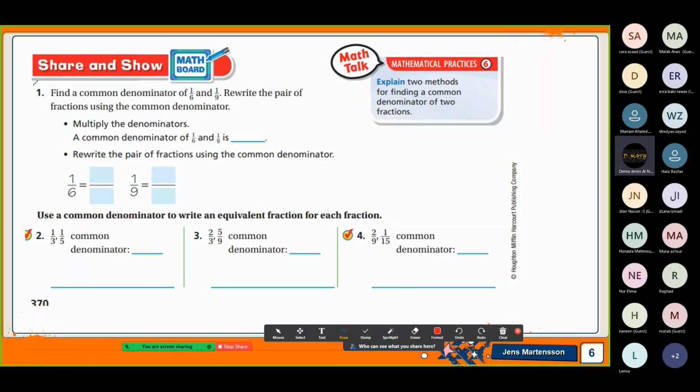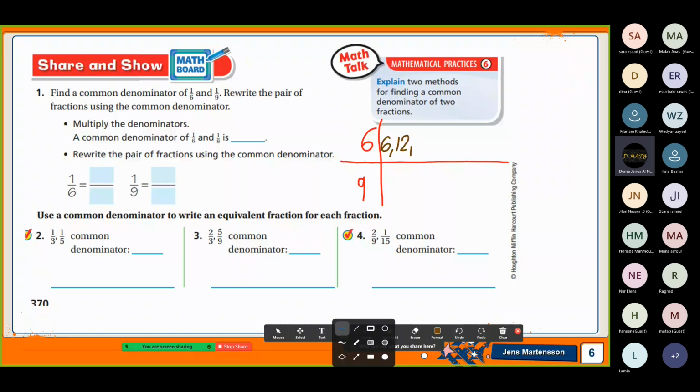Yalla, who can help me now? I'm Haneen. I'm Sarah. Yes, Sarah. Yalla, what are the multiples of 6? The multiples of 6: 6, 12, 18, 24, 30, 36. 6 times 1 is 6. Yes, 12, 18, 24, continue.